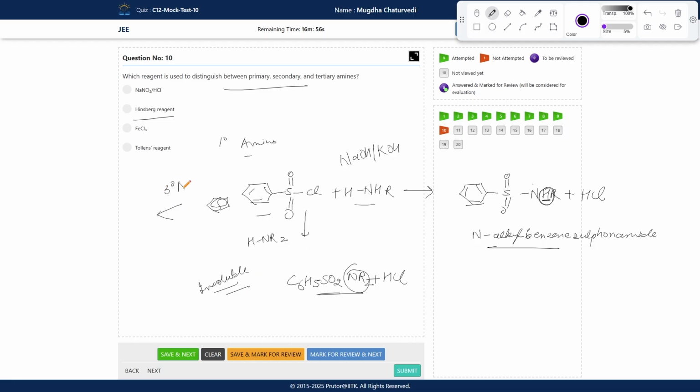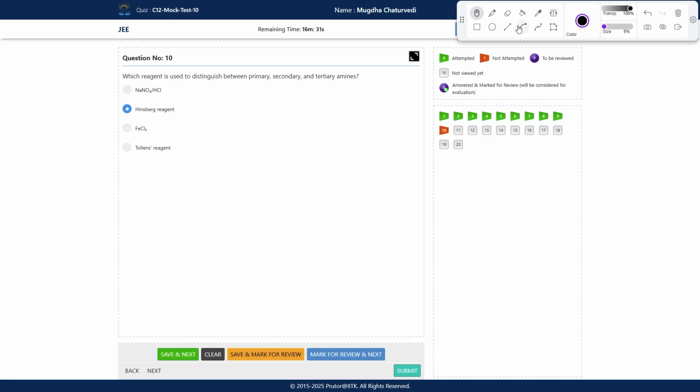If I see the reaction with tertiary amine, they do not react because there is no hydrogen present in this amine. Okay, so Hinsberg's reagent is used to distinguish between primary, secondary and tertiary amine. So this is what it forms with different amines. So the right answer for this question is Hinsberg reagent. Okay. Now let us solve the next question.